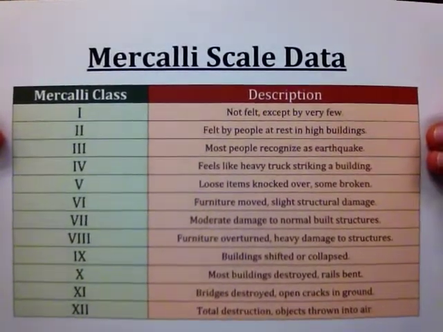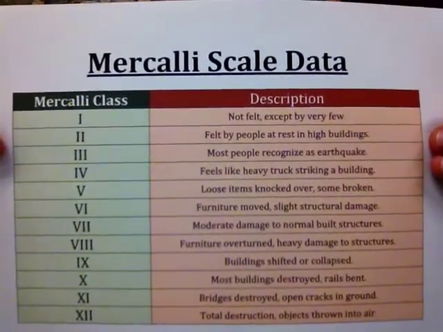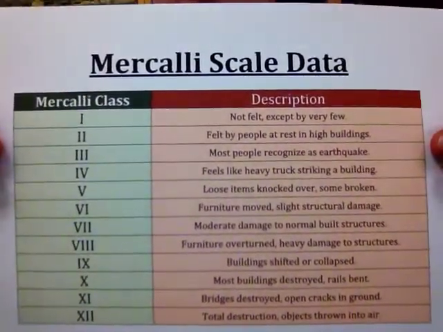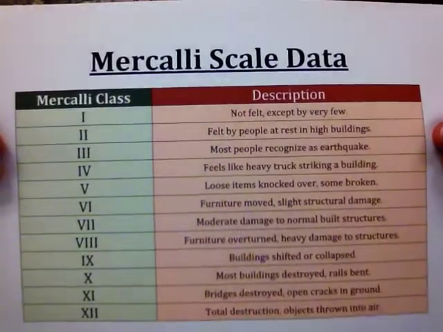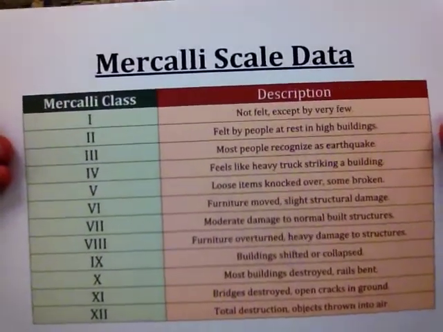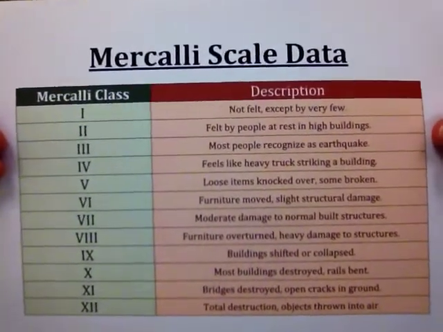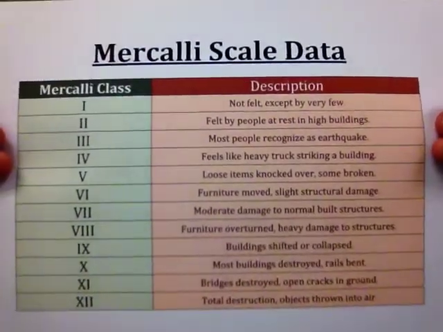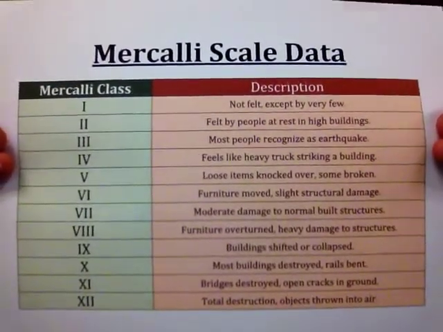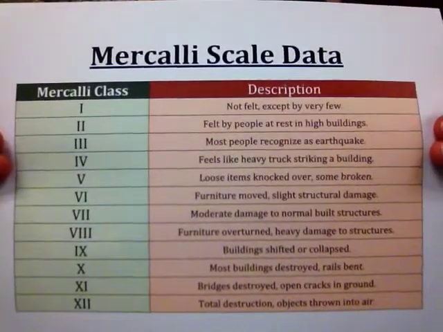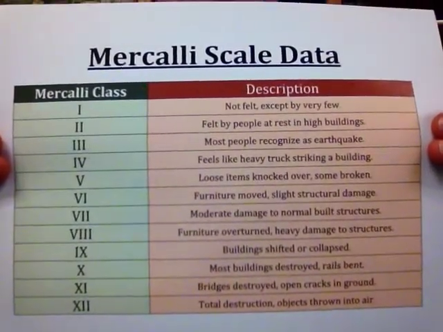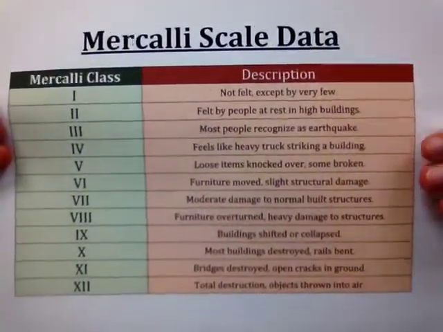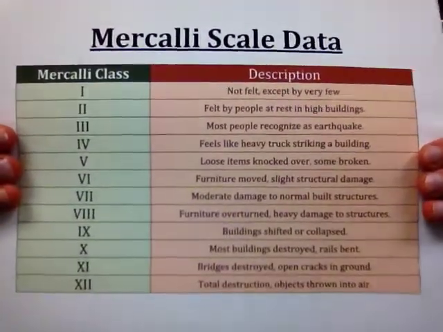They're aware that it's not just a truck passing by in the street or a train, that it is actually something quite larger. A number 4 feels like a heavy truck striking a building, so you definitely feel a jolt. You might hear the building make a loud pop noise as parts of it resettle or get shifted. At number 5, loose items are knocked over, and there is some breaking of the items, maybe a vase, glasses, dishes, whatever it is.